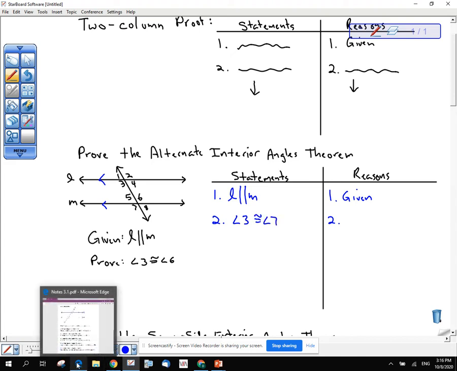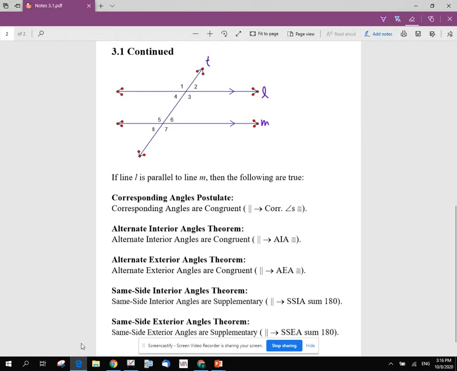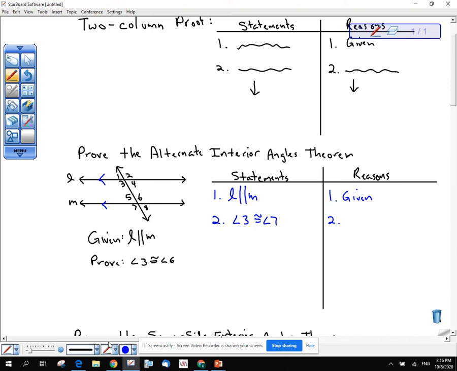Now, let me say again, I know this can be confusing. Where we are in the sequence of yesterday's notes is right here. We have this theorem. We don't have any of these. We're trying to prove this one. So angle 3 is congruent to angle 7 because parallel lines implies that corresponding angles are congruent.